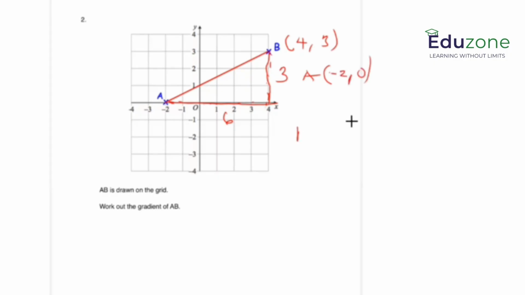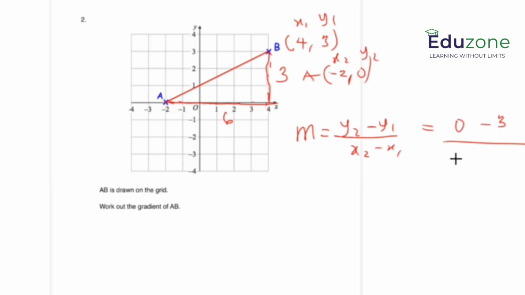So if you find your gradient, say x1, y1, x2, y2. So y2 minus y1 over x2 minus x1. y2 is 0 minus y1 which is 3, divided by x2 which is minus 2 minus x1 which is 4. So my gradient is minus 3 over minus 6, and that's 1 over 2. If you do this now, change in y, that's 3 over 6, and it's still 1 over 2.